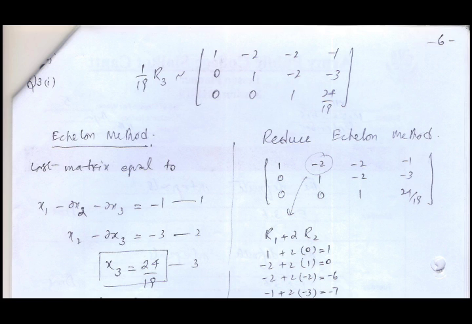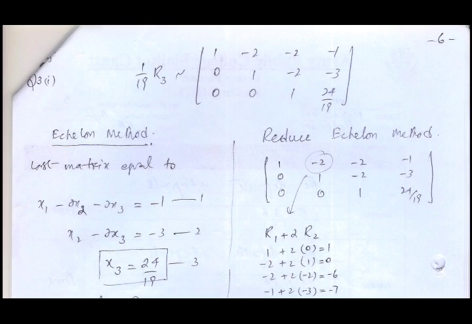Next in C3 we have 19 and we divide it by 19. It makes it 1. For the echelon method we make the diagonal values 1 and the values below the diagonal 0. Now we have completed the echelon method, and then we write this matrix equal to the quotients.